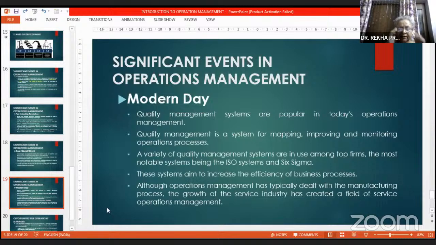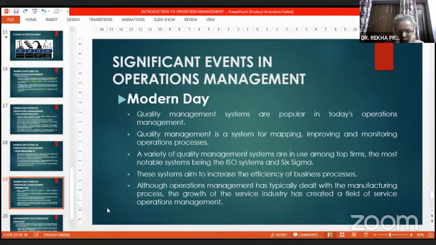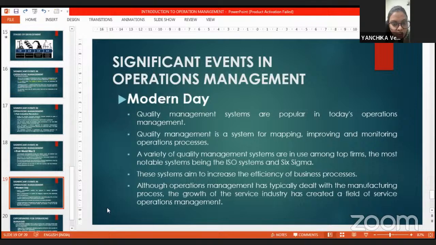Yes, now read it, modern day. Quality management systems are popular in nowadays operation management. Quality management is a system for mapping, improving, and monitoring operation processes. A variety of quality management systems are in use among top firms, the most notable being the ISO system and Six Sigma. These systems aim to increase the efficiency of business processes. Although operations management has typically dealt with the manufacturing process, the growth of the service industry has created a field of services operation management.